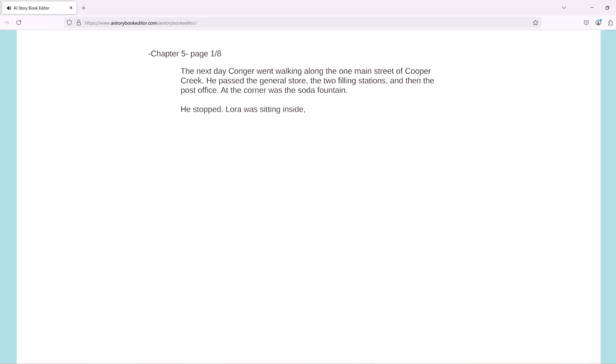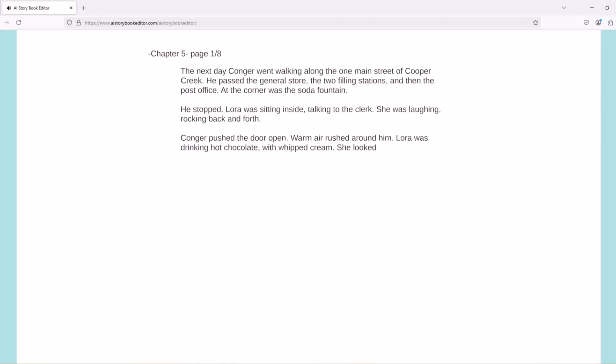The next day Conger went walking along the one main street of Cooper Creek. He passed the general store, the two filling stations, and then the post office. At the corner was the soda fountain. He stopped. Laura was sitting inside, talking to the clerk. She was laughing, rocking back and forth. Conger pushed the door open. Warm air rushed around him. Laura was drinking hot chocolate with whipped cream. She looked up in surprise as he slid into the seat beside her.